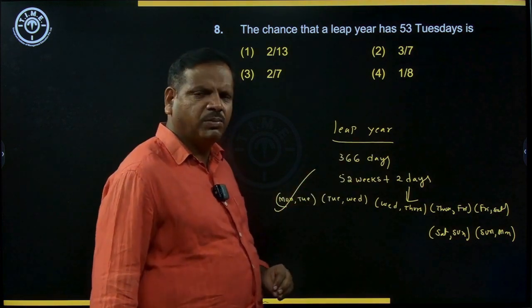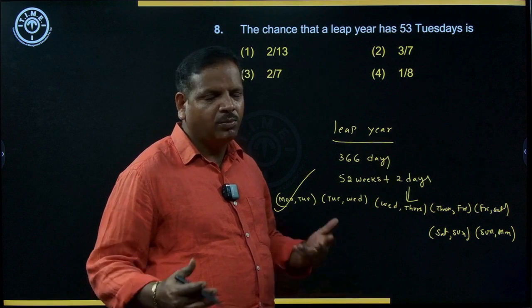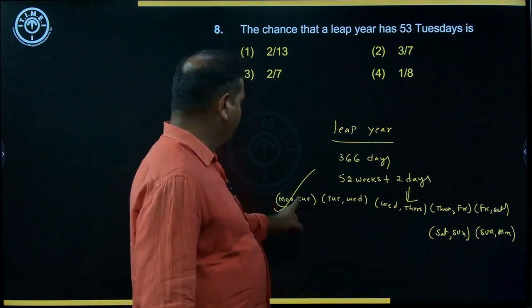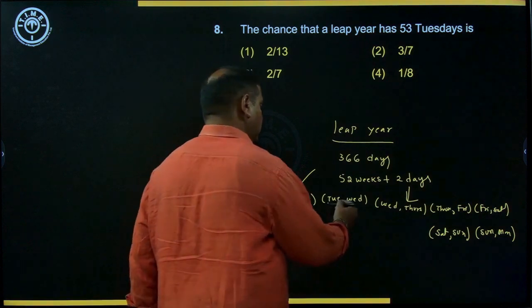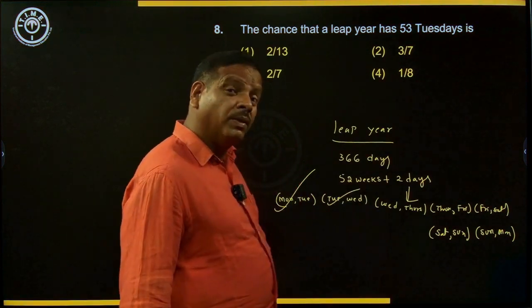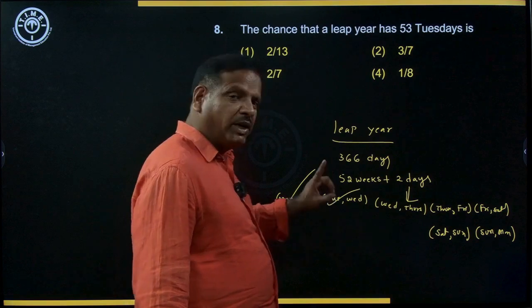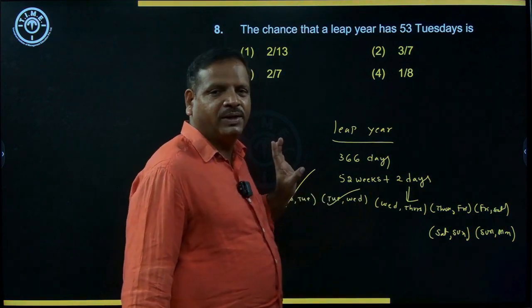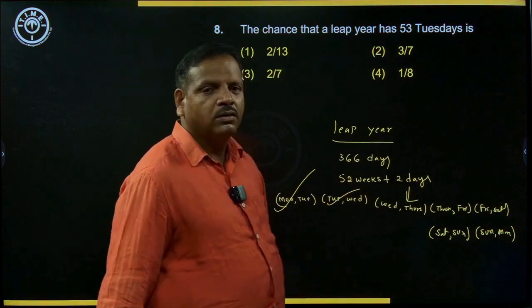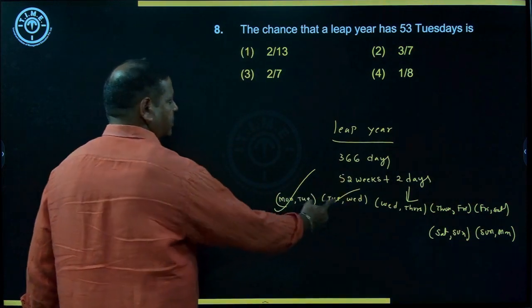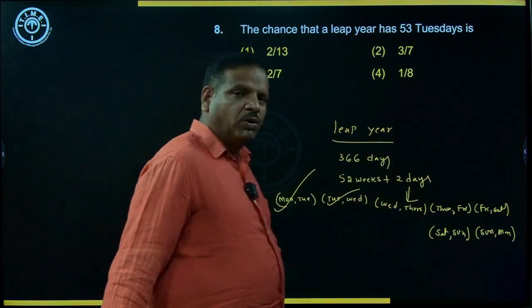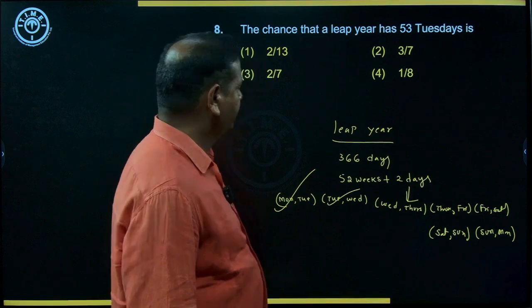Sir, Mondays, 53 Mondays. Yeah, let it be. I am not asking about Monday; the question is just asking about Tuesdays. If the remaining 2 days are Tuesday, Wednesday, there are also 53 Tuesdays. The remaining 2 days can be Monday, Tuesday or Tuesday, Wednesday, since Tuesday is in them. The remaining 5 are unfavorable. Out of 7, 2 are favorable, so the probability is 2 by 7.